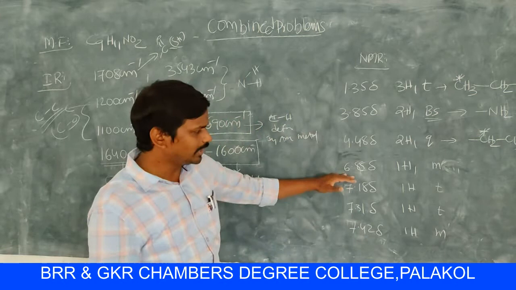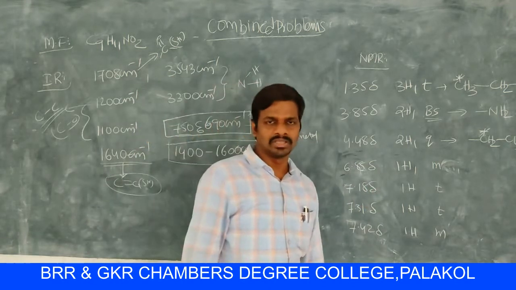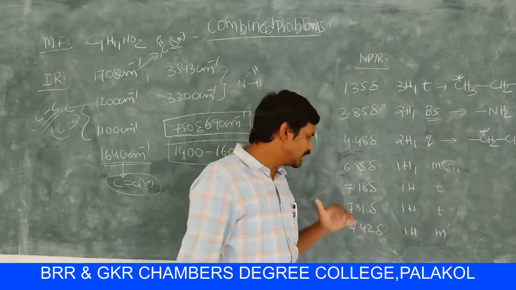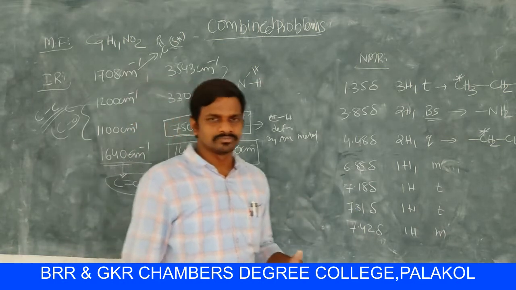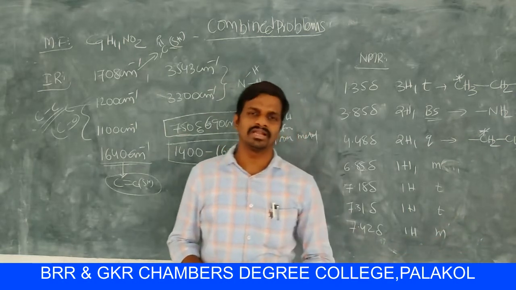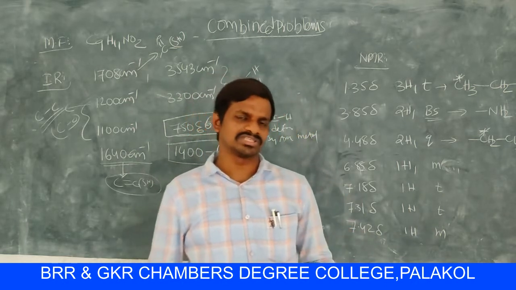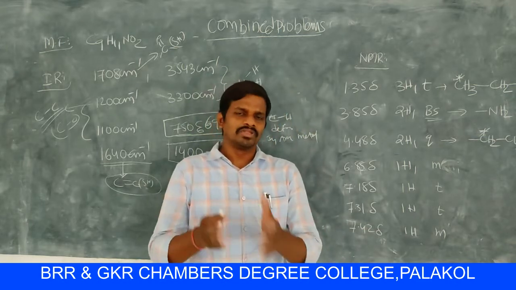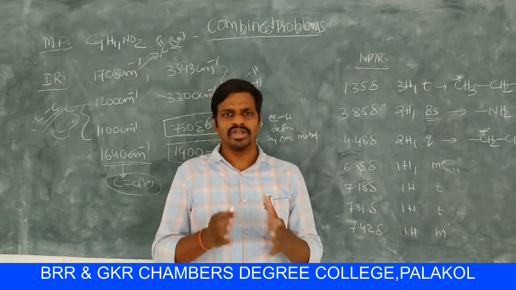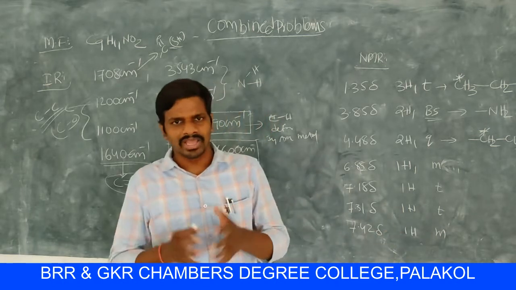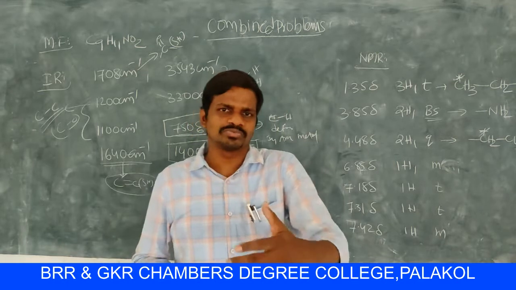Now let us see the four values: 6.85 delta, 7.18 delta, 7.31 delta and 7.42 delta. These all correspond to the presence of a benzene ring, because benzene exhibits chemical shift values from 6.5 to 8.0 delta. The chemical shift of the benzene ring usually depends on the substitution present on it. Unsubstituted benzene exhibits a singlet at 7.25 delta, and that value increases or decreases depending on the substituent on the aromatic ring.